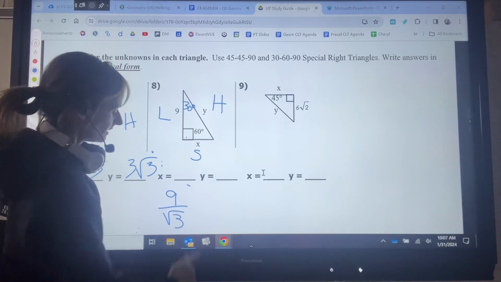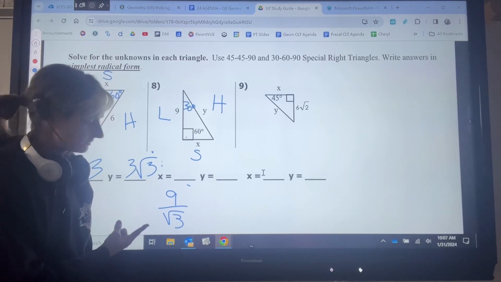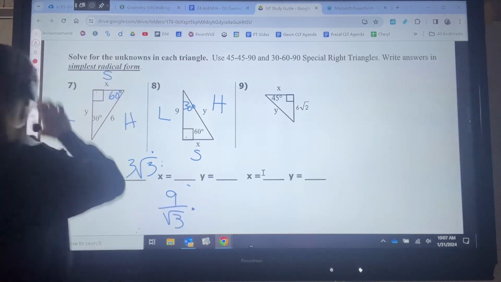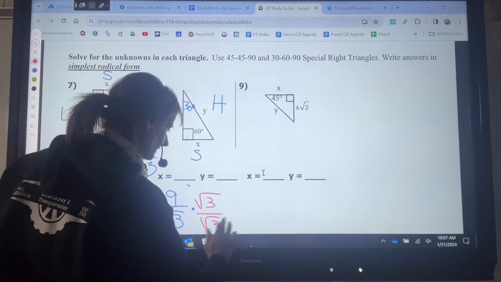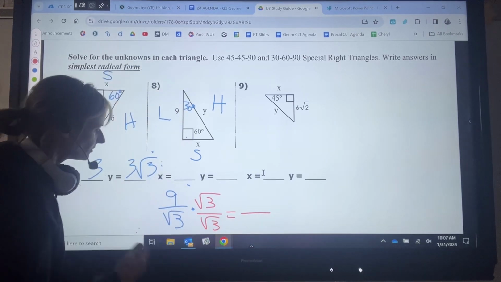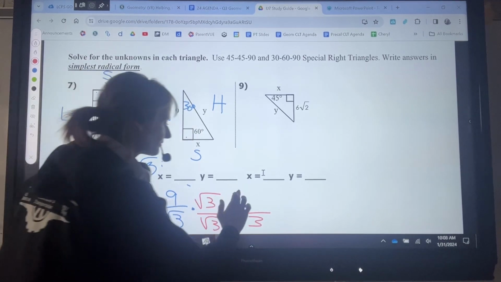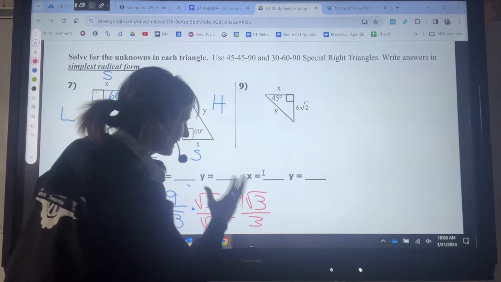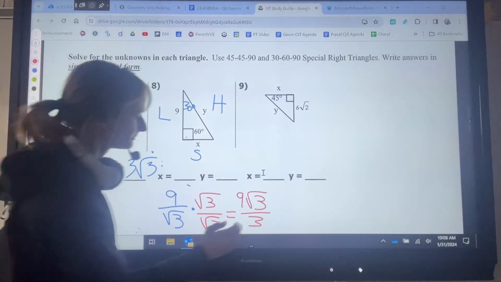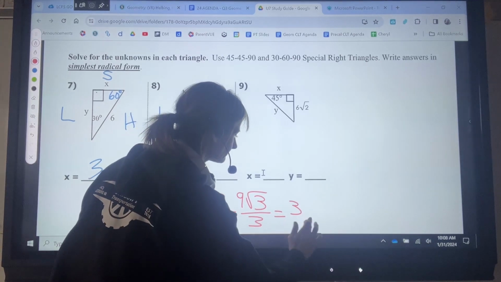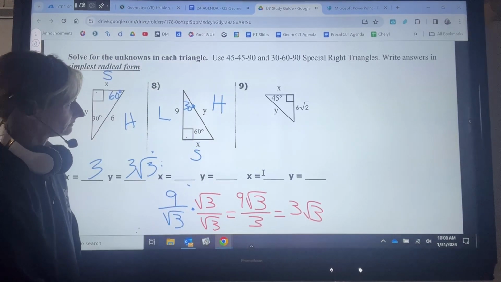Hey, look. This is why we were practicing rationalizing the denominator. We can't leave our answer like this. We're going to have to multiply by special 1. Denominator, root 3 times root 3, that's just 3. 9 root 3 is our numerator. Now we look at it. Can we simplify this? Yeah. 3 goes into 9 evenly. Where am I going to put that? X or Y? What did we just find? X.